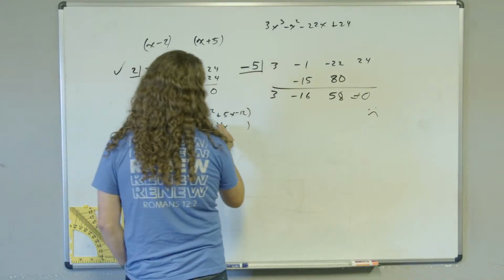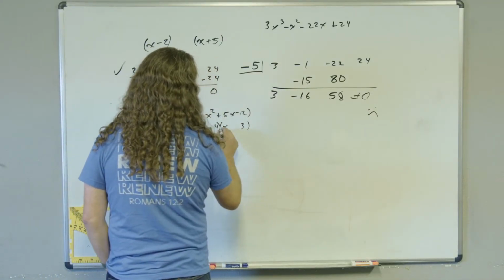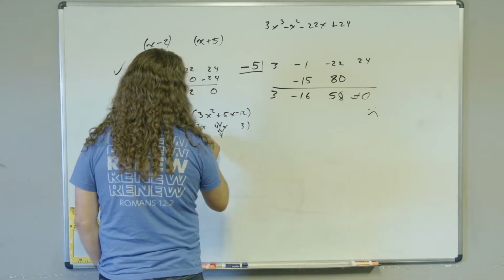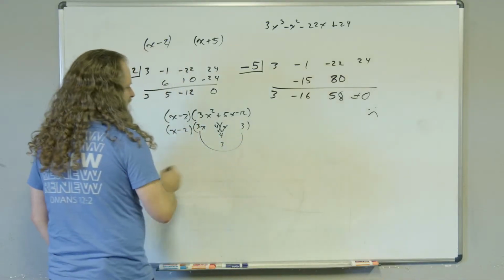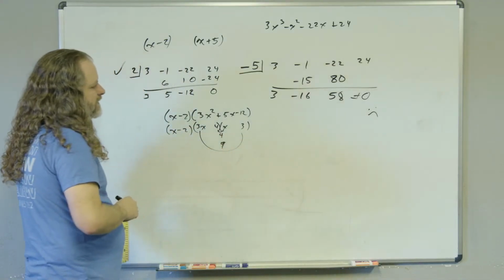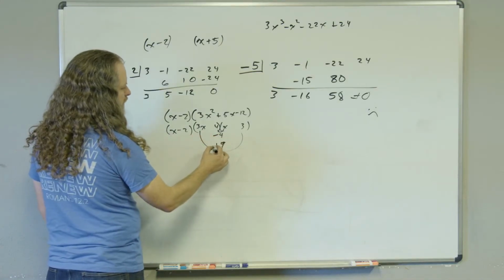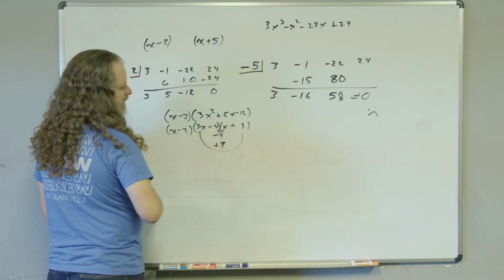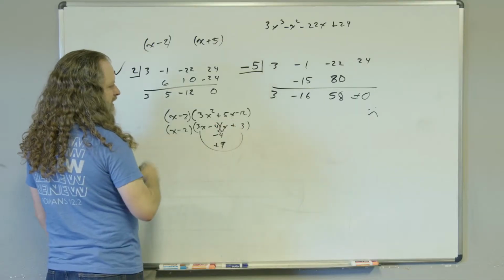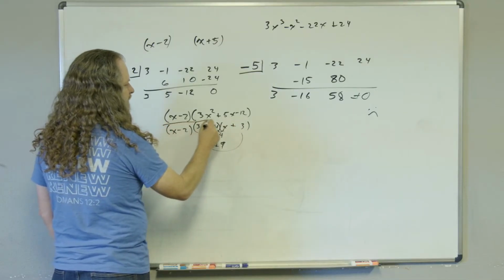Let's try it. See what happens. 4 times 1 is 4. 3 times 3 is 9. Minus times a plus is a minus. It works. Right? Let's go.